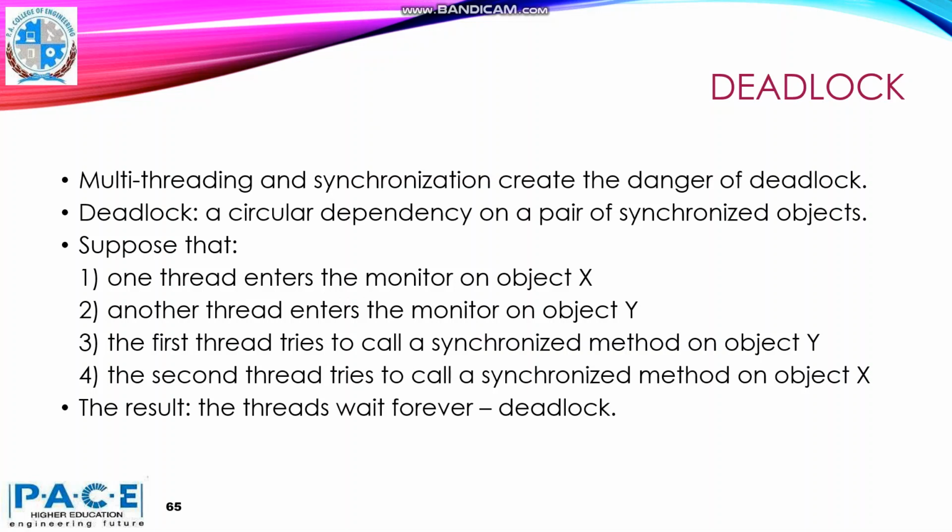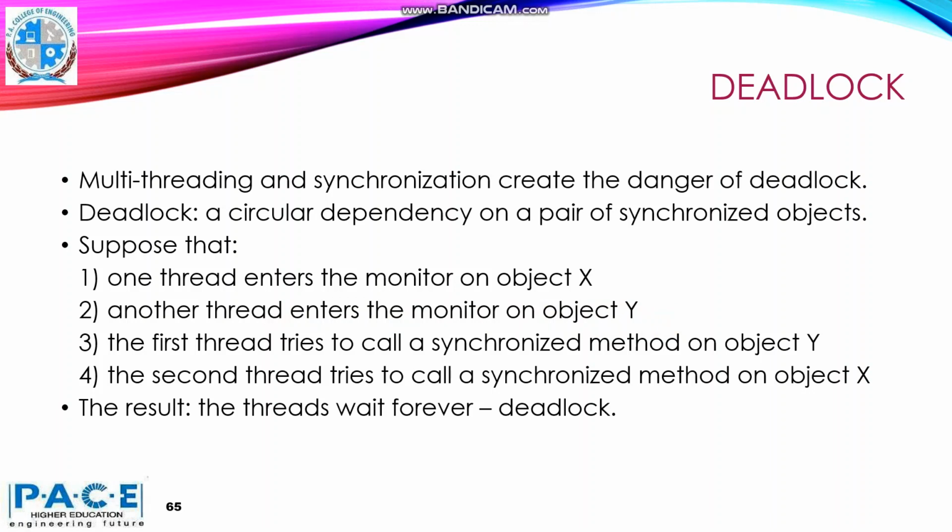Let's see an example. Let's say one thread enters the monitor on object X. When a thread executes a synchronized method of object X, it acquires the monitor of object X. Let's say another thread enters the monitor on object Y by calling a synchronized method of object Y.